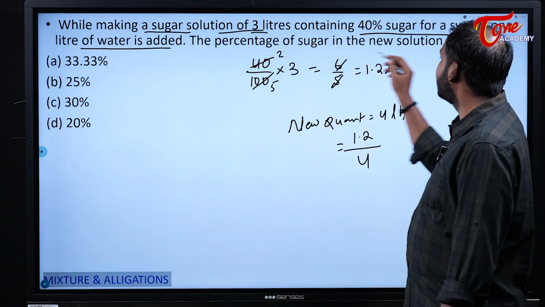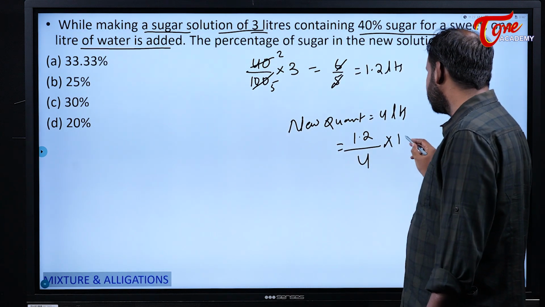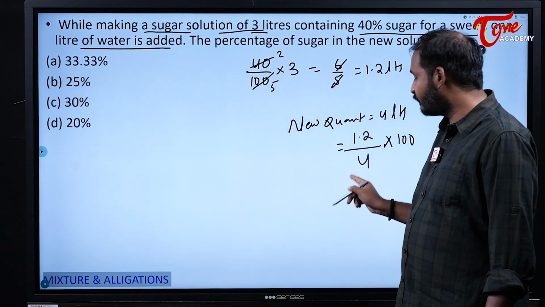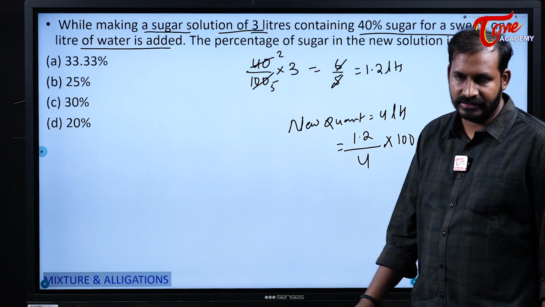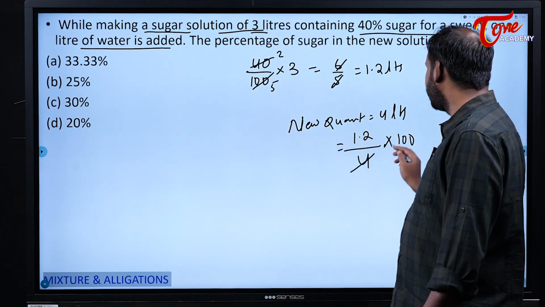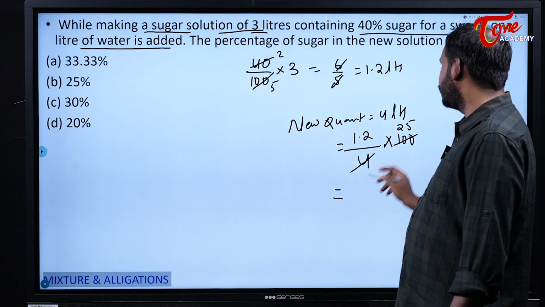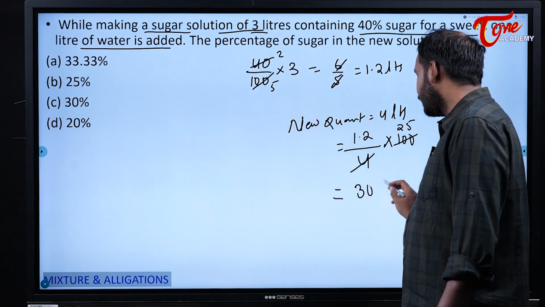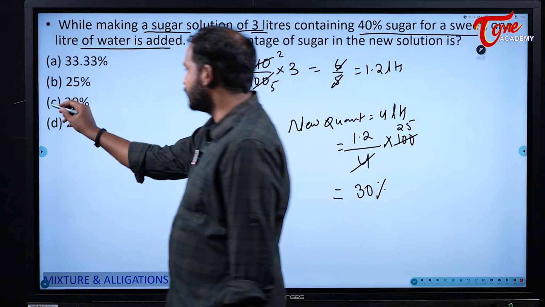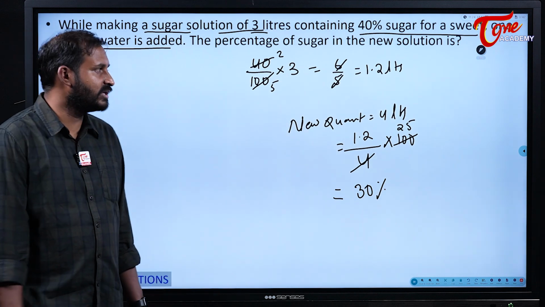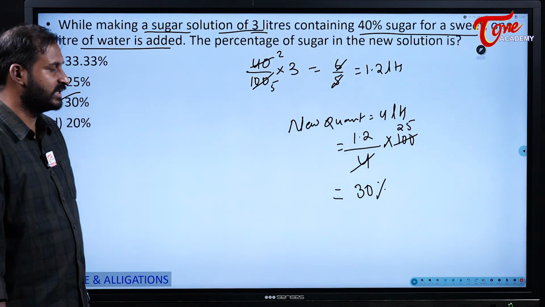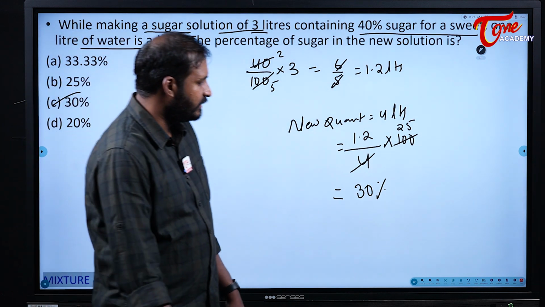They asked for the percentage of sugar in the new solution. Sugar is 1.2 liters out of a total of 4 liters, into 100. Solving this, 4 ones are 4, and 4 twenty-fives are 100. You will get 1.2 into 25, which means 30 percent. So the sugar in the new solution will be 30 percent.